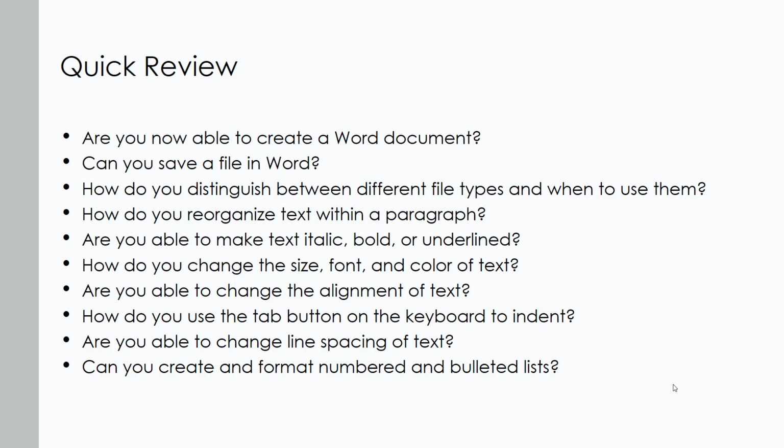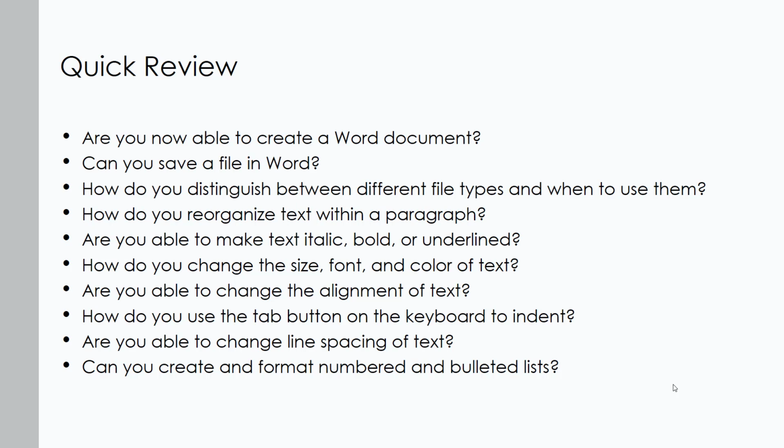We recognize text within a paragraph, so we can tell by the spacing between it. We can turn on the show hide and see the paragraph marker. Those are several ways. How do we create italic, bold, and underline? We select our text again. It's the Home tab. We're going to be in that Font group, and then we click the B, I, or U.